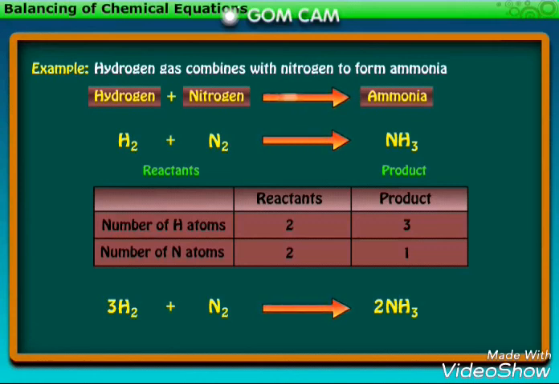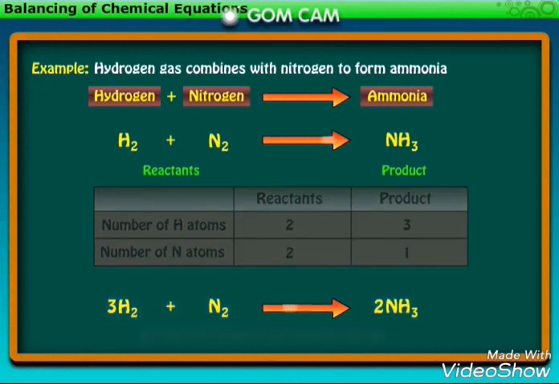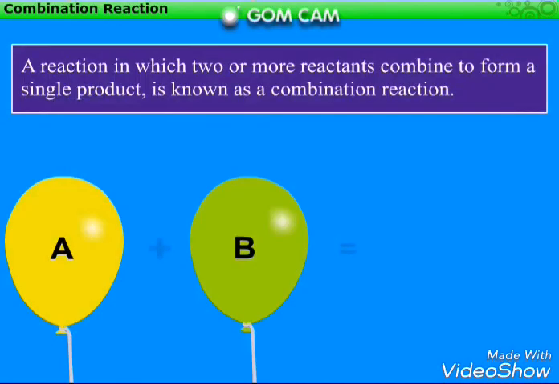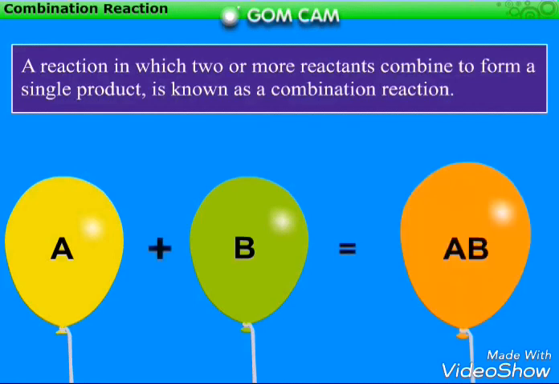Now, this equation contains an equal number of hydrogen atoms. And the number of nitrogen atoms is also equal on both sides. So, this is a balanced chemical equation. A reaction in which two or more reactants combine to form a single product is known as a combination reaction. Let us take one example to understand the combination reaction.